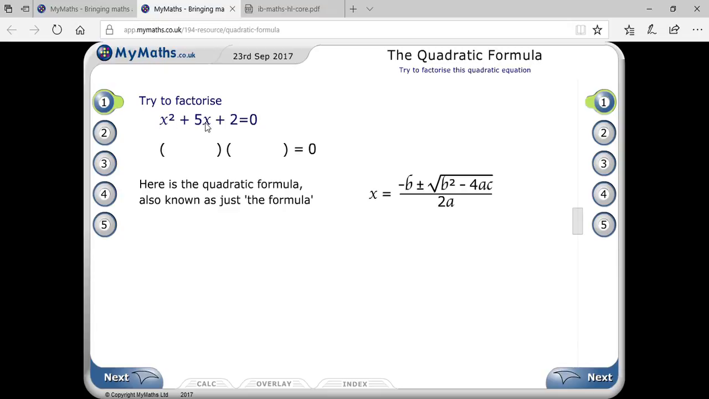Here b is 5, which is also the coefficient of x. c is your constant term, that is 2. When you get the values of a, b and c, plug your values into this formula and then simplify.